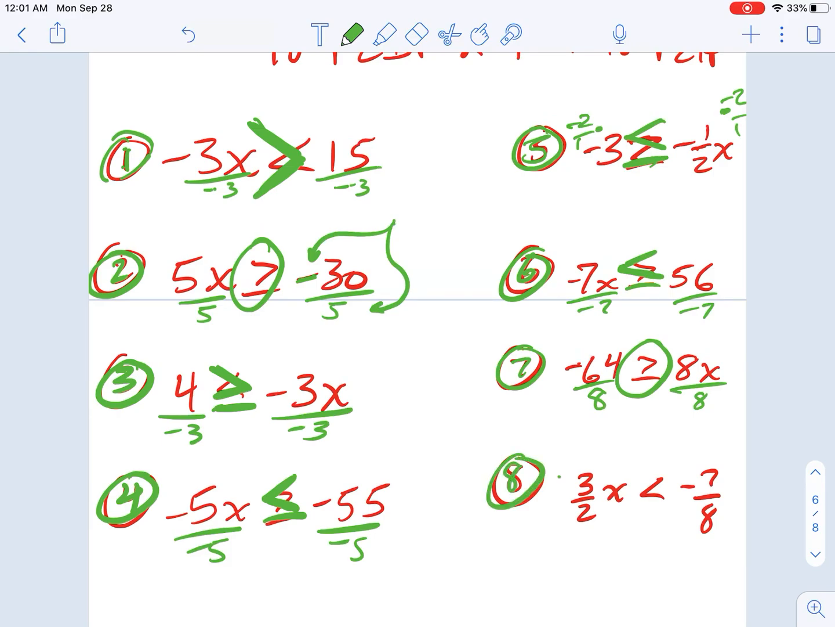Number 8, I'm going to multiply both sides by 2/3. I will keep it, because I am multiplying by a positive. Yes, I realize there's a negative right here, but what am I multiplying to both sides? A positive 2/3.